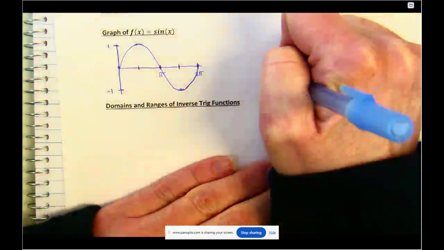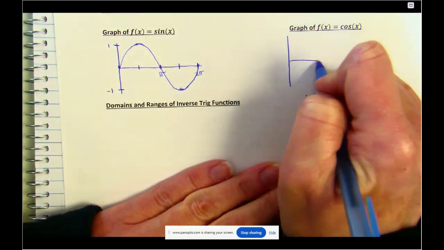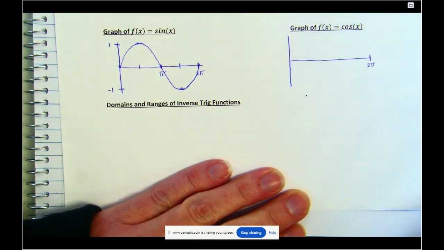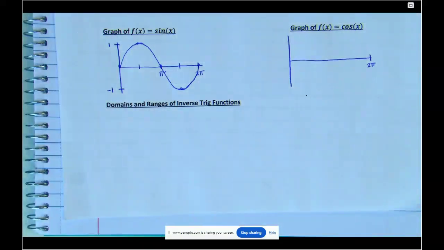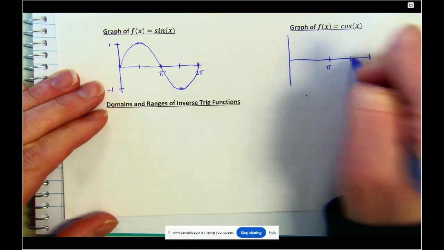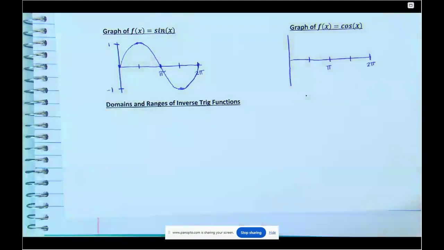Okay, so on cosine, 2 pi, 1 pi. So the same 5, but again, different things happen because it's a cosine graph. However, we're still looking at maximums, minimums, and x-intercepts. If you can get that, you're going to have a pretty decent sketch.